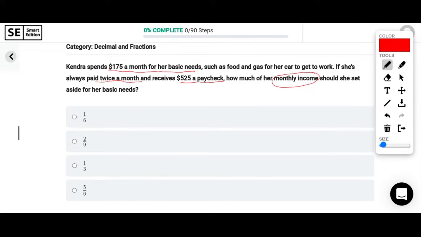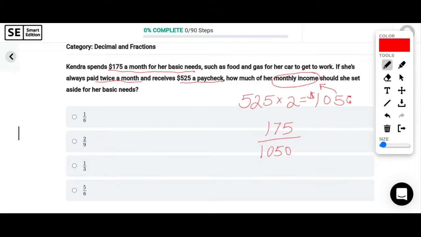So she makes $525 twice a month. So I'm going to multiply this by 2. Okay, 525 times 2 is 1,050. So this is how much she makes per month. Now 175 is what she spends on her basic needs. So if I take that over 1,050, I can simplify that to be one of these fractions to figure out what is the simplest form of that fraction.